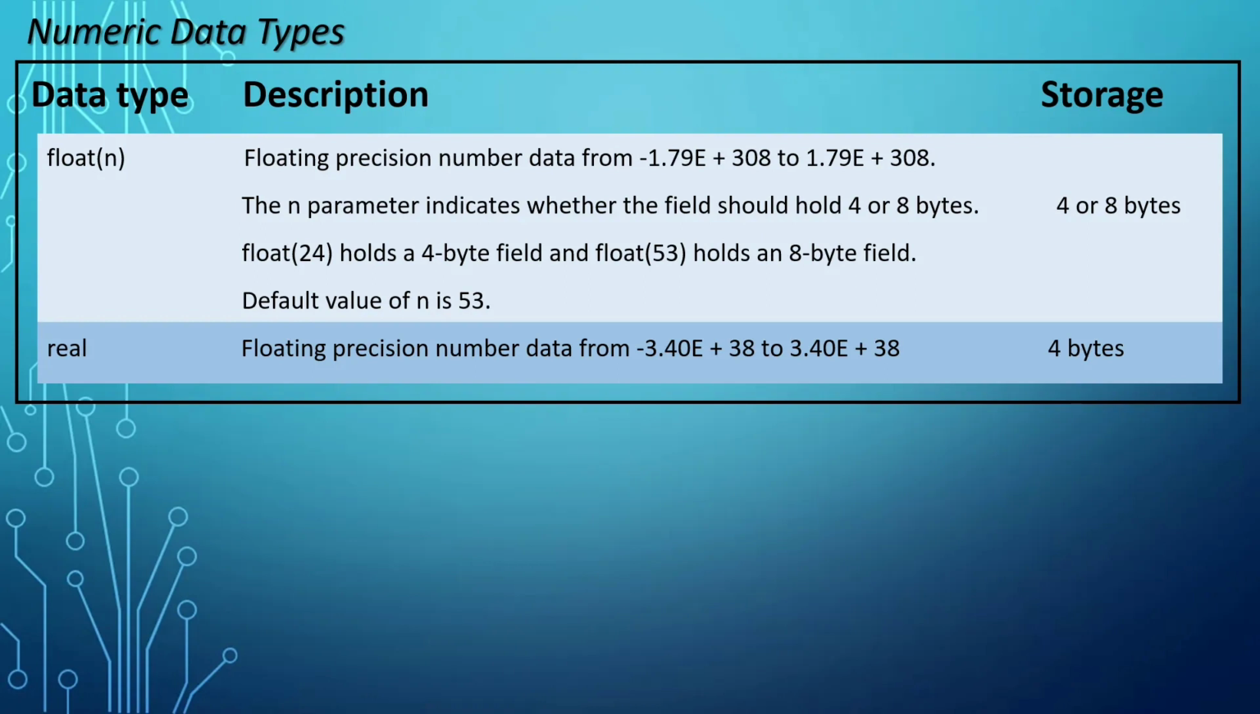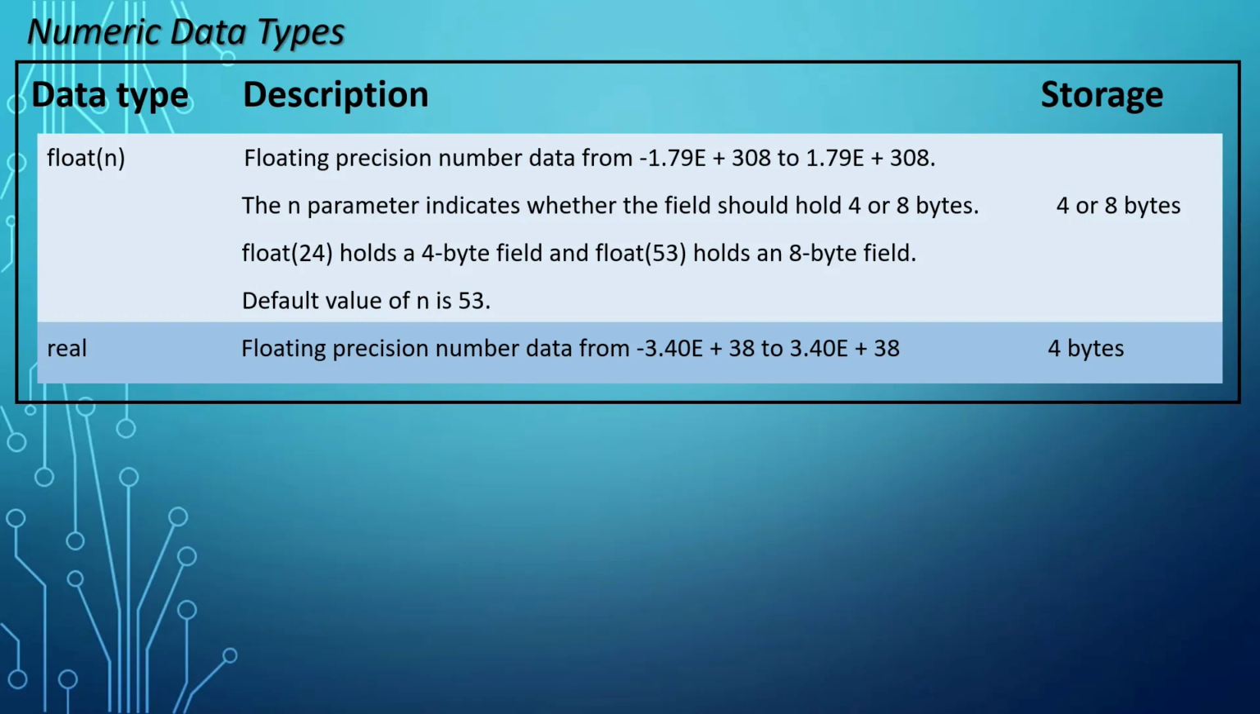Up next is float(n), floating precision number data from negative 1.79E+308 to 1.79E+308. The n parameter indicates whether the field should hold 4 or 8 bytes. Float(24) holds a 4-byte field and float(53) holds an 8-byte field. Default value of n is 53, and its storage is 4 or 8 bytes.